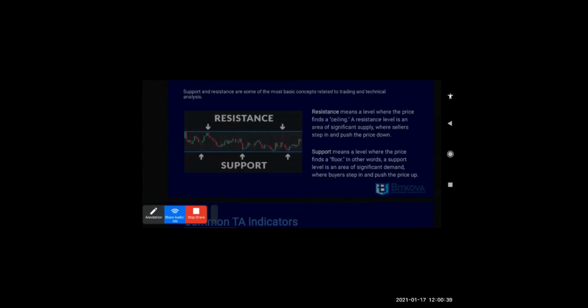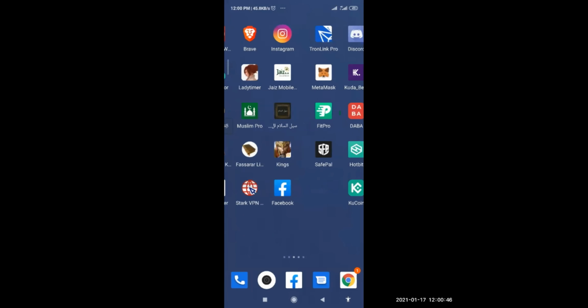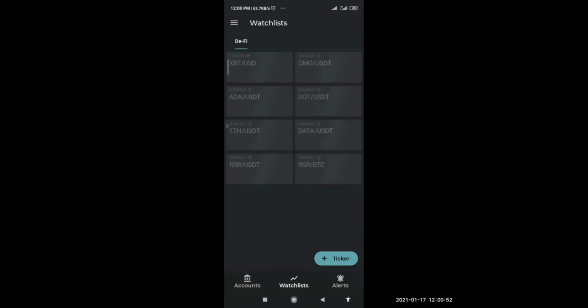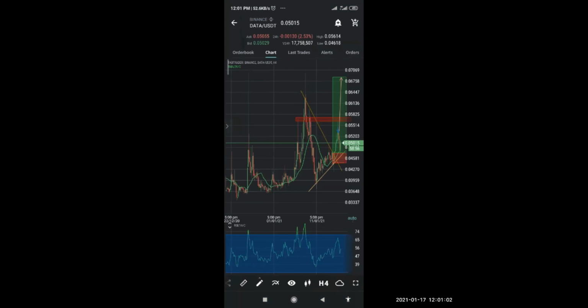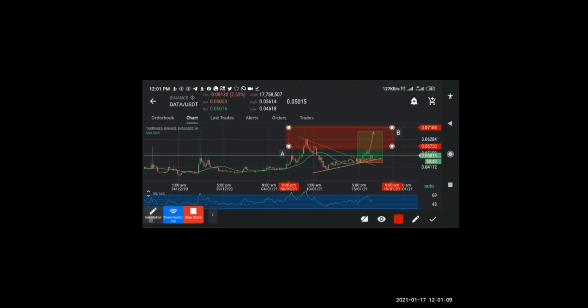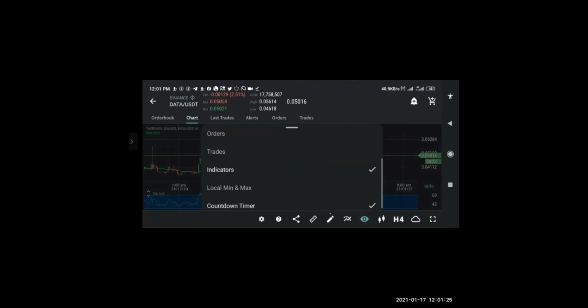Okay, so pictorially, let us look at this support and resistance. So for this analysis, I will be using Tap Trader. The name of the software is Tap Trader. Okay, so I will pick any coin. Let's say I will pick data USDT. Okay, I will clear everything so that the magic will happen.